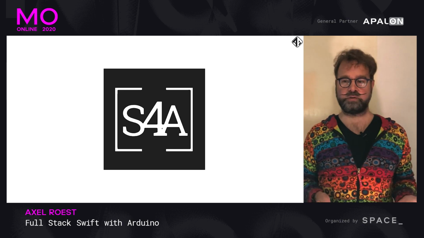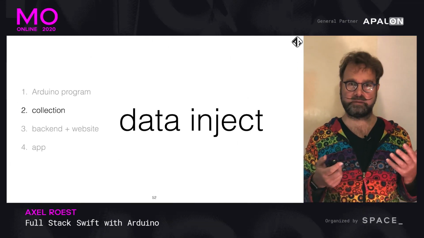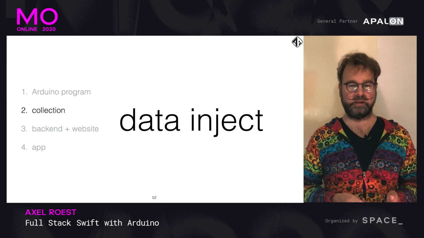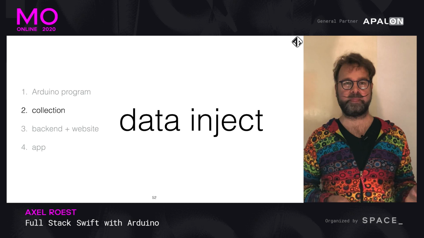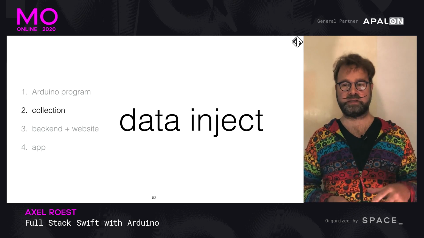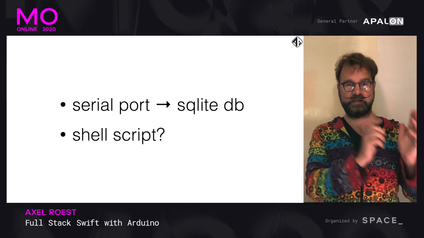So this concludes Swift for Arduino. What next? Data injection. So we collect the data that is sent out by the Arduino over time and need to inject it into a database. So serial port, SQLite database.